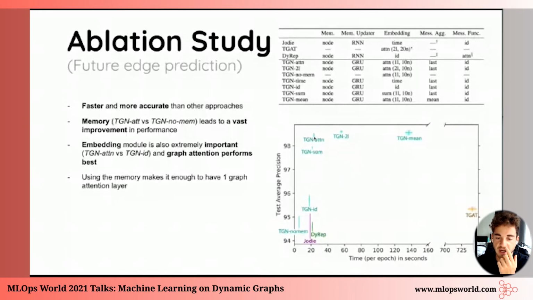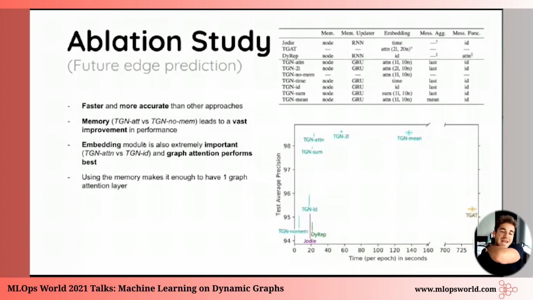Interestingly, we also noticed that while in graph neural networks usually you need 2 or 3 layers to achieve good performance, having the memory, since the memory is indirectly storing information about the graph, is enough to use only 1 layer of graph neural network, which makes the model much, much faster.